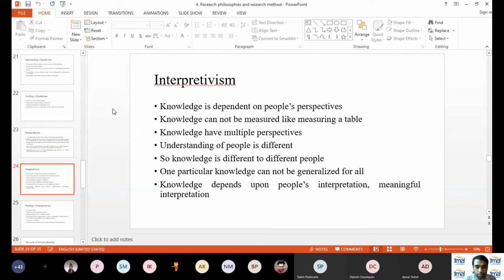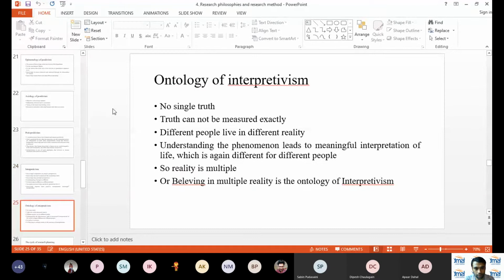If that is the way you perceive the research, then it uses the interpretivism philosophy. It mostly focuses on that part. So in ontology also, there is no single truth. Can you say why there is no single truth in interpretivism? Since the assumption about the reality. Okay, ontology refers to the nature of reality.